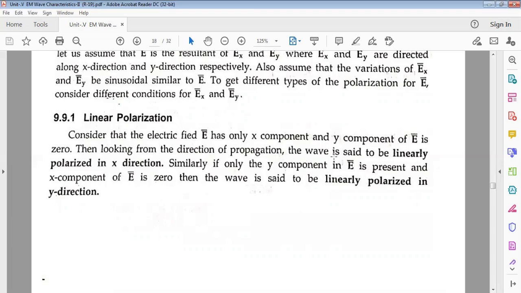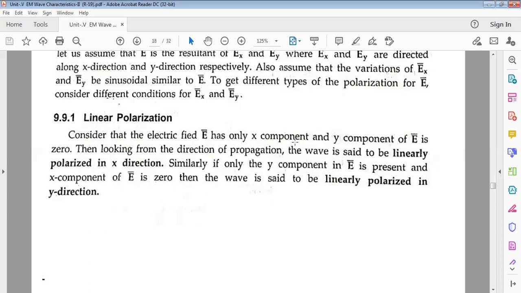So from the direction of propagation, the wave is said to be linearly polarized in the X direction. Similarly, if only the Y component of E bar is present and the X component of E bar is 0, then the wave is said to be linearly polarized in the Y direction. Okay, so which one is considered? X is considered means linearly polarized in the X direction. Y is considered means X is 0. So in that case, it is linearly polarized in the Y direction.